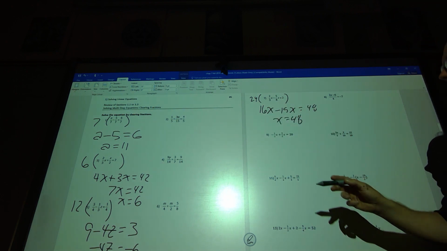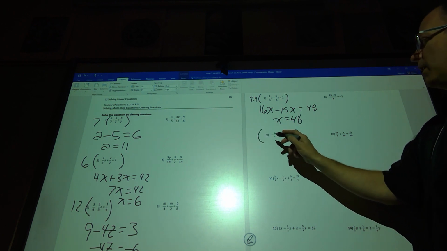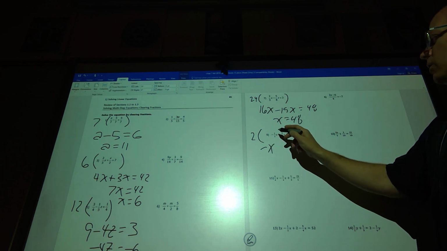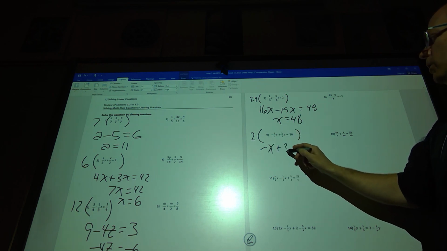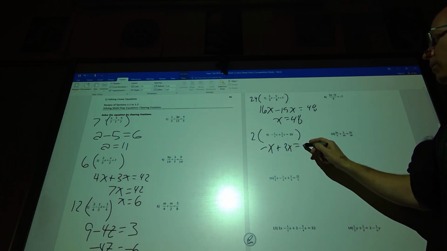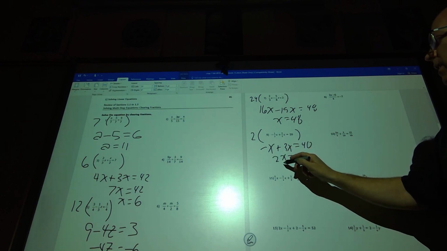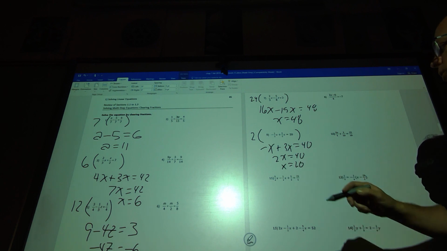Number 9, I can multiply everything by 2. That's my common denominator. So 2 times -1/2 is -x. 2 times 3/2 is 3 over 2x. And then 20 times 2 is 40. So that gives me 2x is equal to 40. So divide both sides by 2. So we get x equals 2.